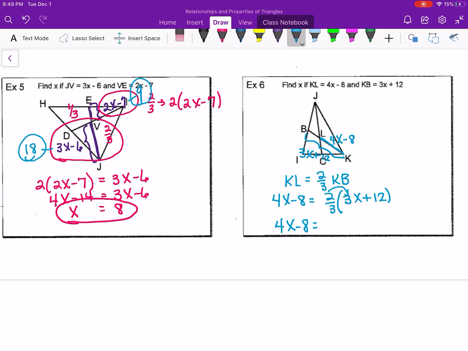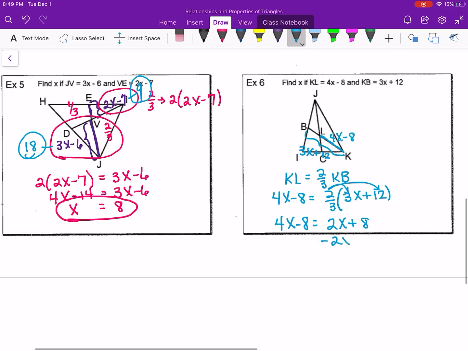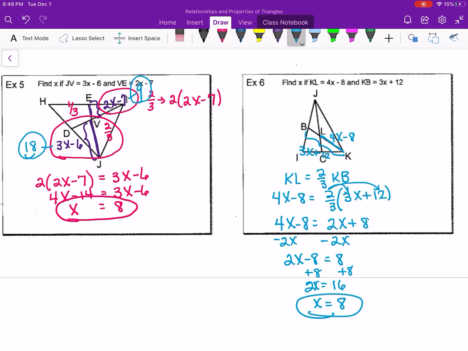2/3 times 3. 2 times 3 is 6. Divided by 3 is 2, so 2x. And 2 times 12 is 24. Divided by 3 is 8. So when we distribute the 2/3, we get 2x plus 8. Keep solving for x. We get 2x on the left. Add an 8 to both sides. 2x equals 16. Divide by 2, x equals 8. That is what they ask us to find.